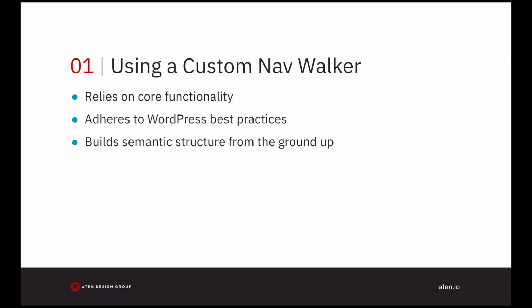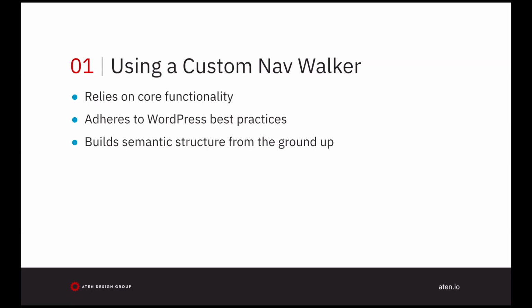To build an accessible menu structure on the back end, our recommended solution is the creation of a custom nav walker class. Custom nav walkers are custom code based on WordPress core's nav walker class that customize the output HTML structure of a WordPress menu object. Custom nav walker classes are the best method for controlling navigation structure in WordPress because they rely on core functionality, they adhere to best practices and code standards, and they provide an accessible semantic structure from the ground up.